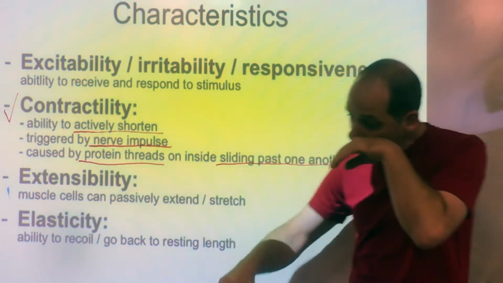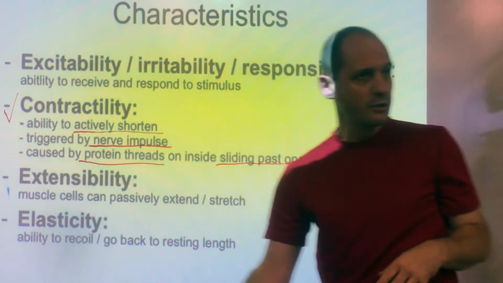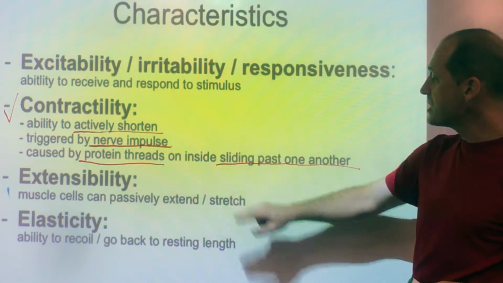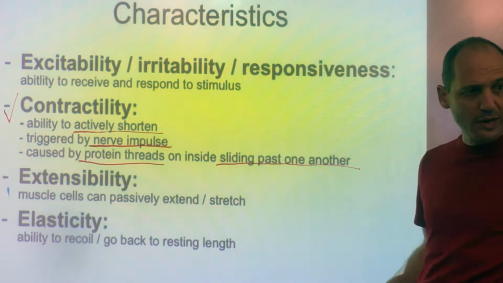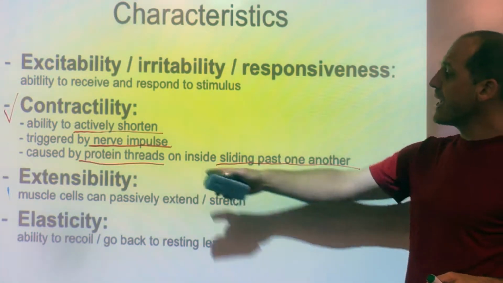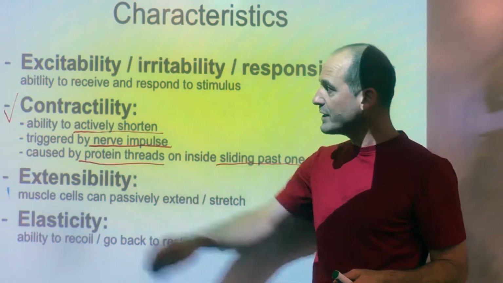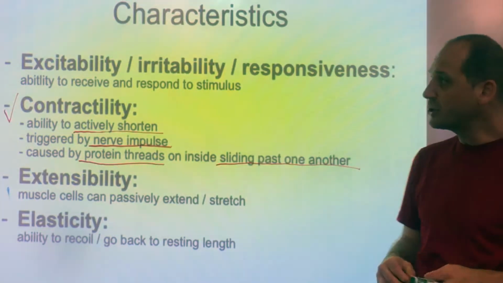So we have these specialized organelles, these internal organs in a muscle cell, and they're thread-looking, and when they slide past one another, the muscle will contract. So that's the main active function that we have.